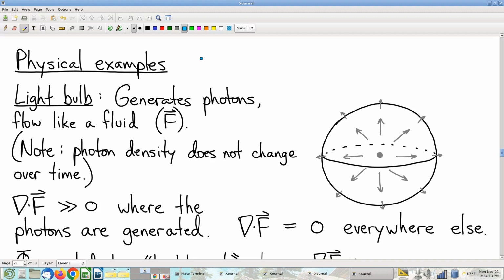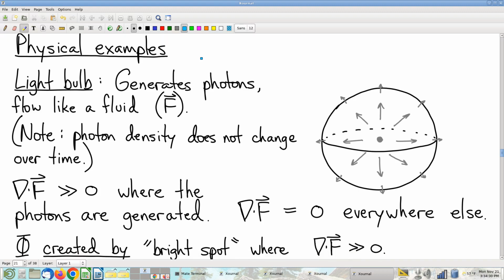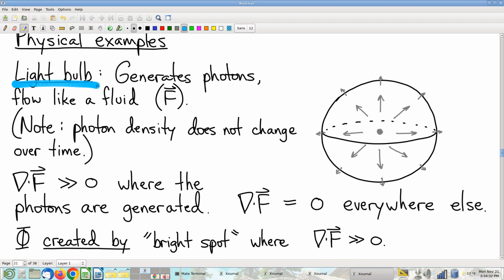And said differently then, my goal here is to use our existing physics intuition to help us understand the math. So this is not math in service of physics. This is physics in service of math. And I think this is a nice thing. So my first example was about light bulbs. Y'all know how light bulbs work? I mean, pretty much, right? There's a hot spot in the middle.